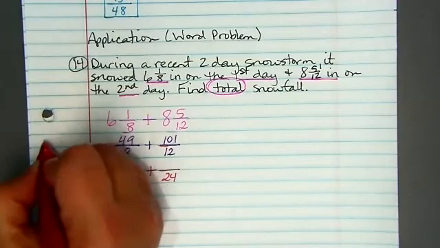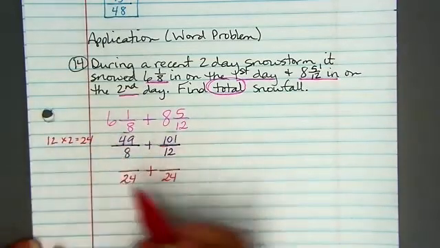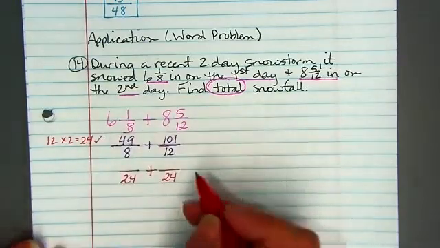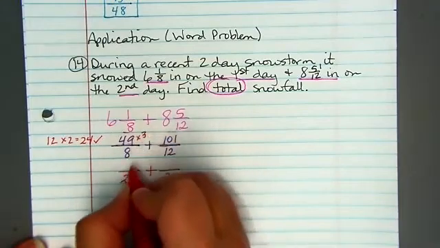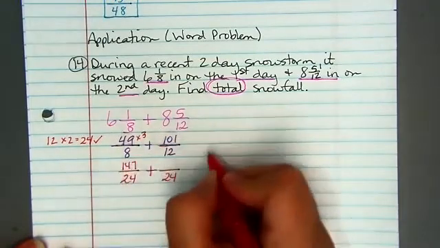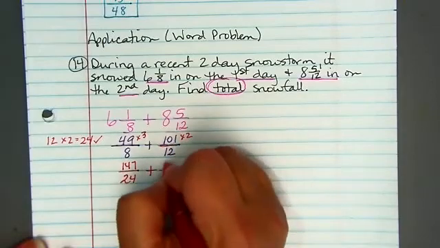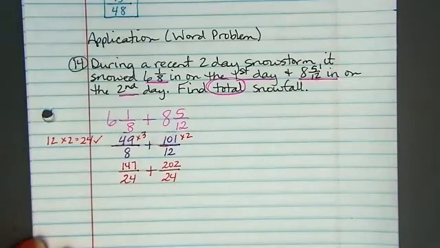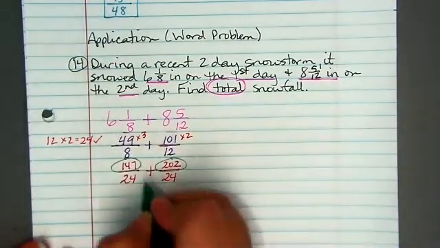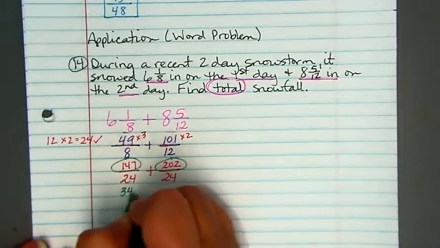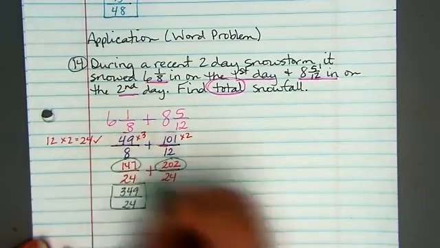And the way you figure that out is I'm doing 12 times 2, which gives me 24. 8 goes into 24, so that works. 8 goes into 24 3 times, so I'm doing times 3, and that's going to give me 147. 12 times 2, 101 times 2, so that gives me 202. And now we add the numerators, and we get 349 over 24, which can't be simplified.